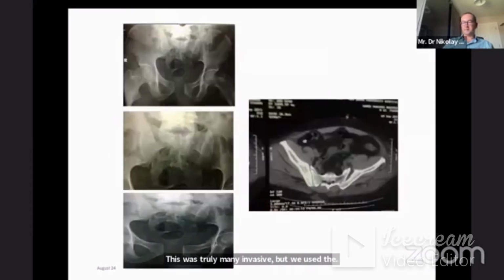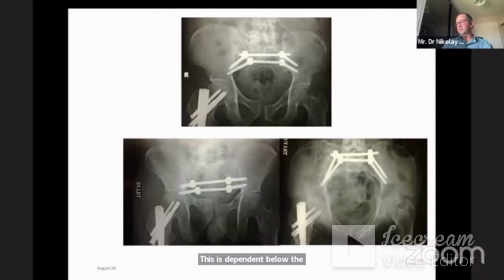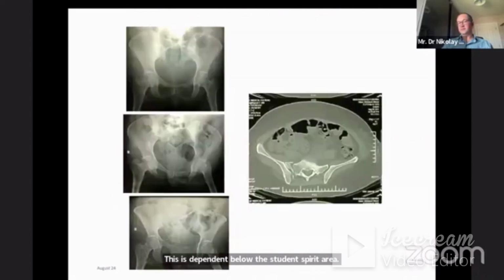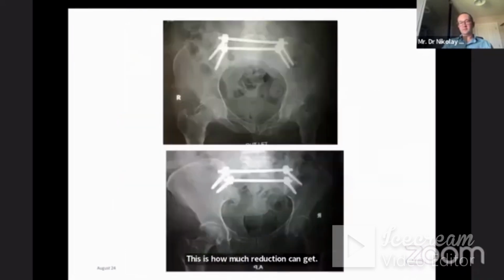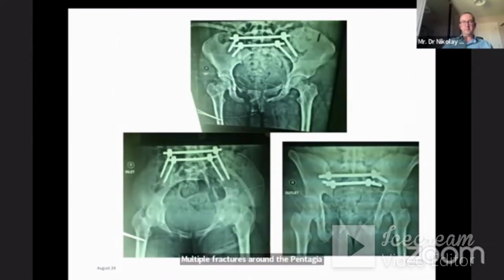We modified this even for those open book fractures, and we can now just use a belt to cause abduction and then do the ilioiliac fixation from posterior only, and it works very well. This is the belt below the posterior superior spine area, and this is how much reduction and fixation you can get. Another case, result. Even with those comminuted multiple fractures around the pelvic area, perfect reduction and full union can be achieved like this.